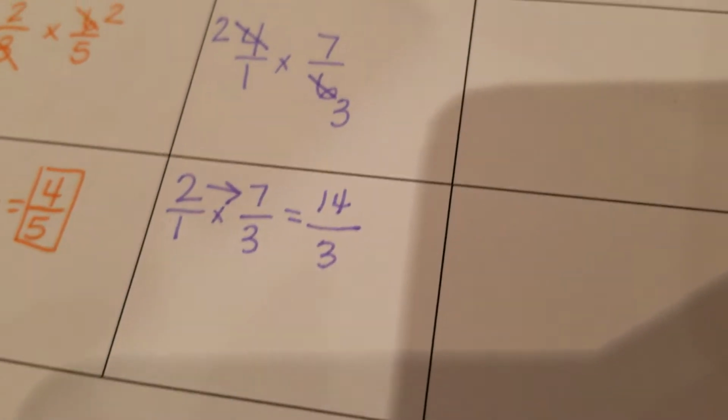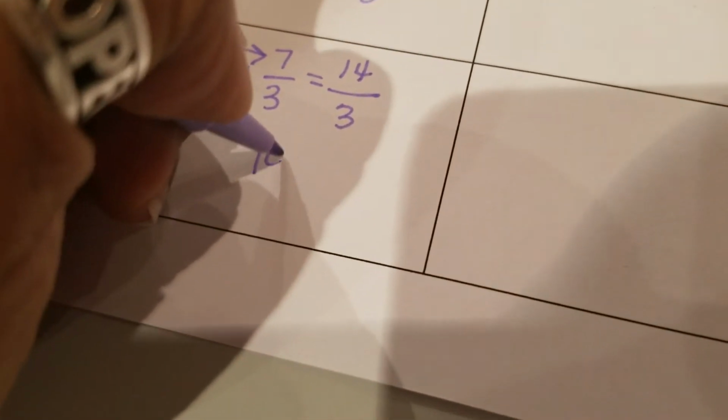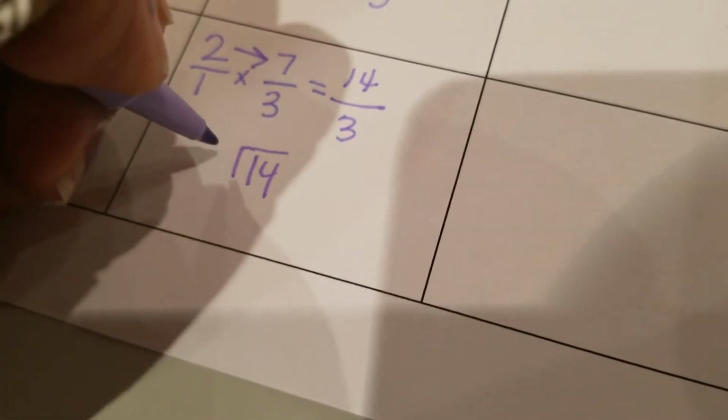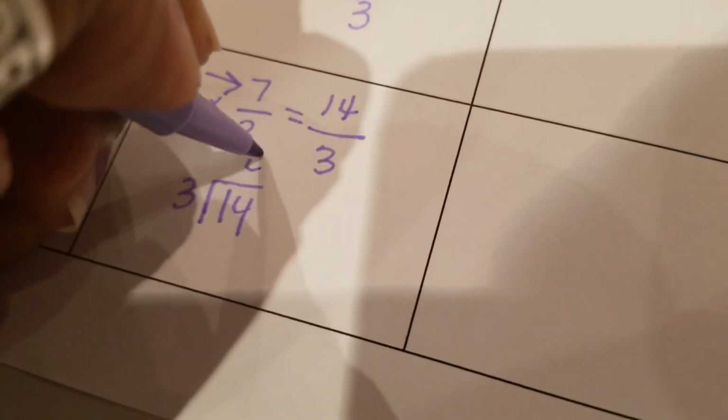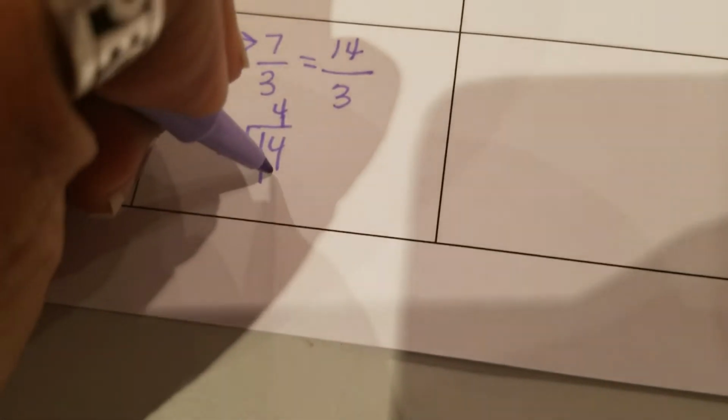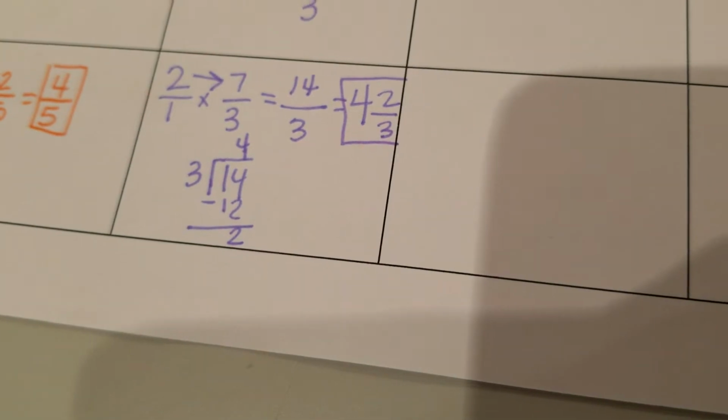That is an improper fraction, so we will need to divide. So 14 goes on the inside, 3 goes on the outside. 3 goes into 14 4 times to give us 12. And then we can subtract to get 2. And we are left with 4 and 2 over 3. Okay.